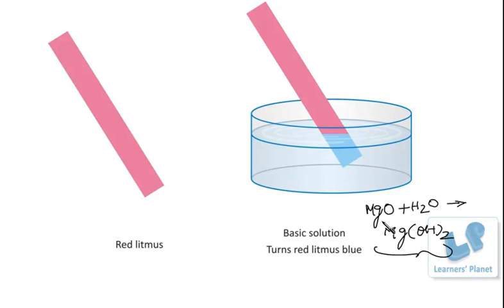So what is formed after magnesium oxide is dissolved in water? The compound formed is magnesium hydroxide, right? And remember, all the metal oxides are basic in nature. When these oxides are dissolved in water, they form their respective hydroxides. And so metal oxides are basic in nature and they turn red litmus blue. Okay?